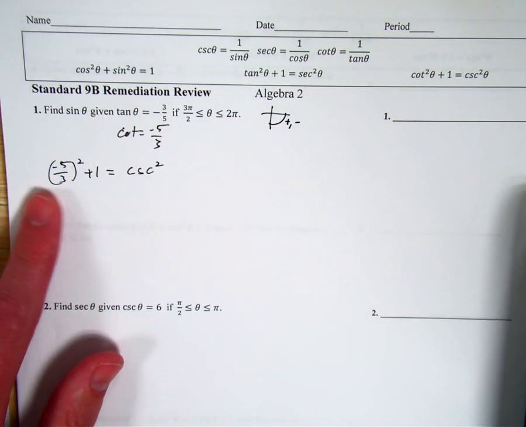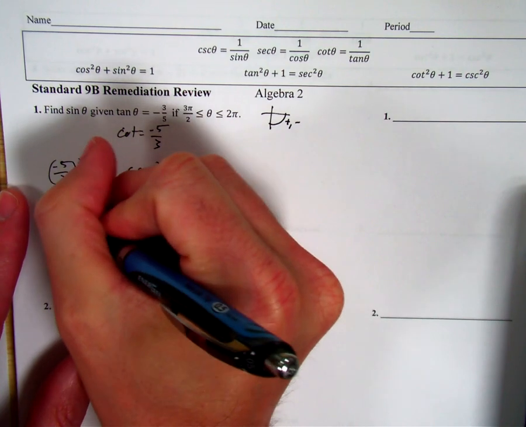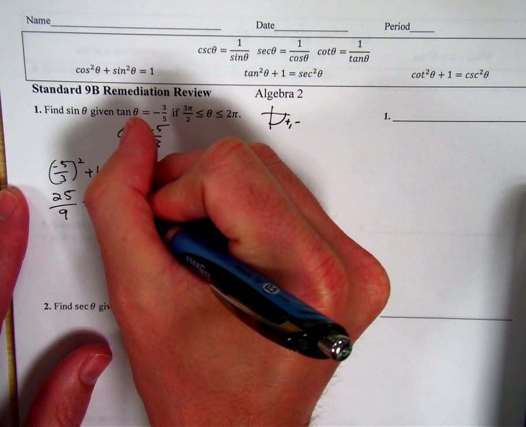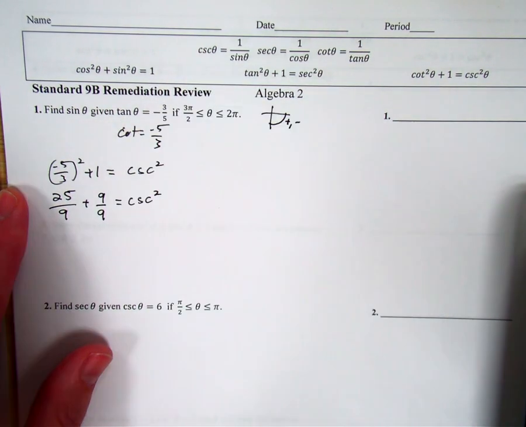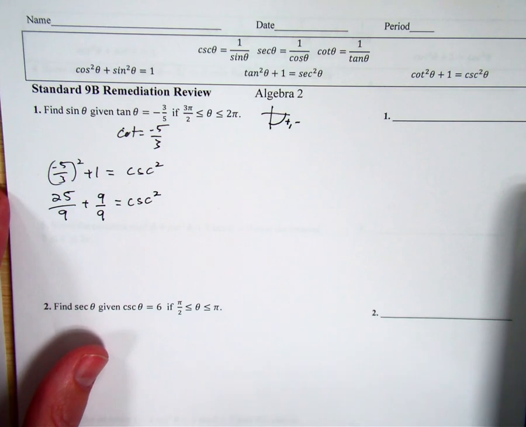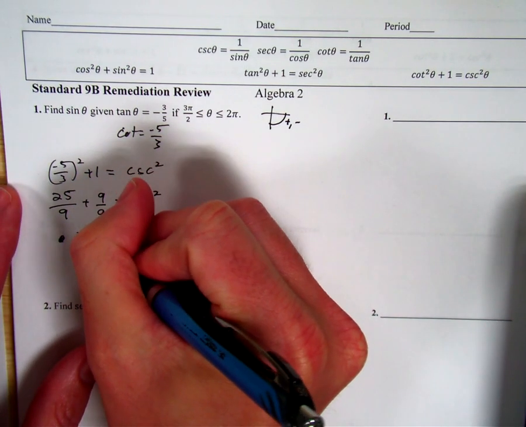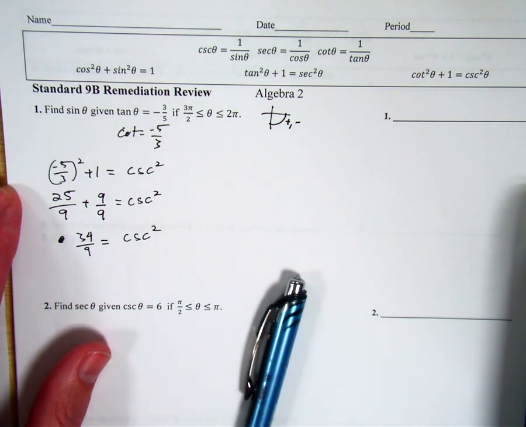Okay, common mistake from the first test. Negative parentheses squared comes out as a positive. And I'm going to change my 1 to have a common denominator. So we're going to go 9 over 9. Don't skip a step. We'll go 34 over 9 equals cosecant squared.